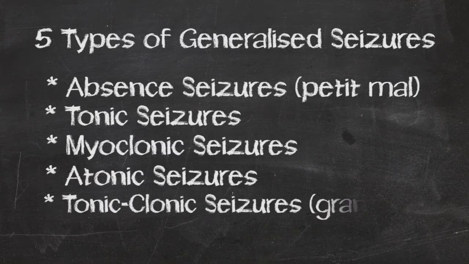Finally, tonic-clonic seizures. These occur in 2 phases. Firstly, the tonic phase, which involves a stiffening of the muscles. The person's breathing will stop, and the person, if standing, will fall to the ground. In the second, or clonic phase, the person's muscles will convulse or jerk. The breathing will return, but will be laboured and noisy. This type of seizure can last minutes.